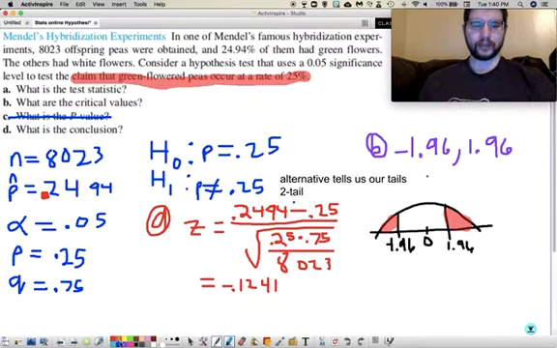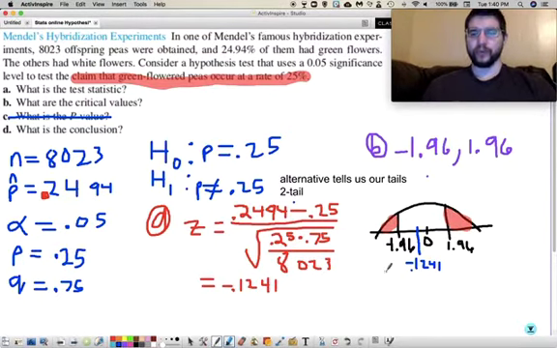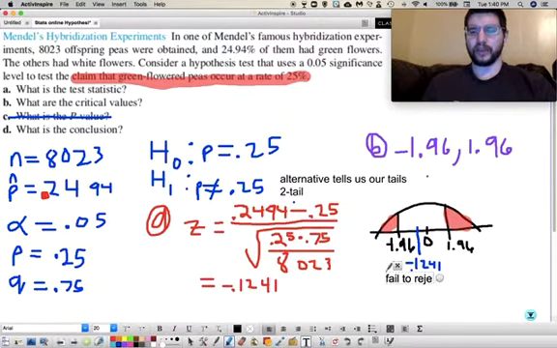Let's see where our test statistic is. It was negative 0.124. Well, that's definitely less than 0, but greater than negative 1.96. I'm going to stick it right there. Negative 0.1241. Since the test statistic is not in the rejection region, we're going to fail to reject the null.